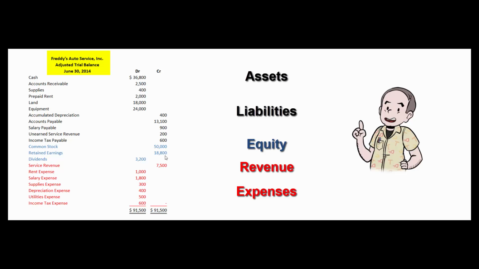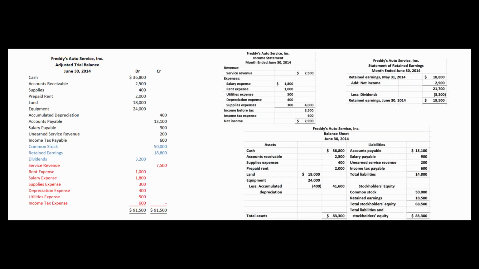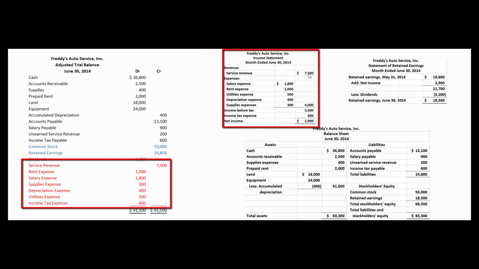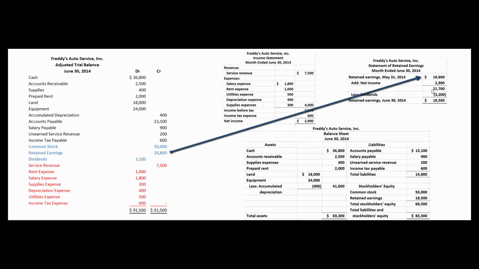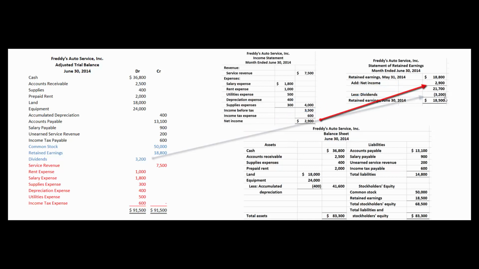Then we took that adjusted trial balance and used that to create our financial statements. We started at the bottom. We said revenue minus expenses gave us our net income. Then we created the statement of retained earnings. We said retained earnings at the beginning of the period plus net income minus dividends gave us retained earnings at the end of the period.